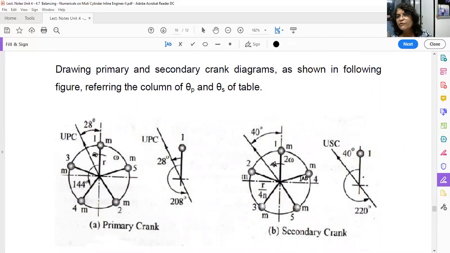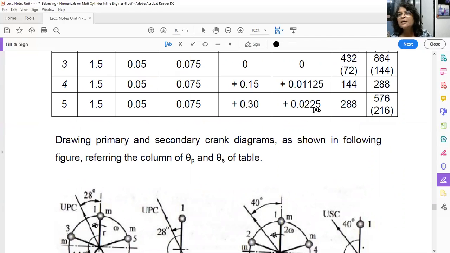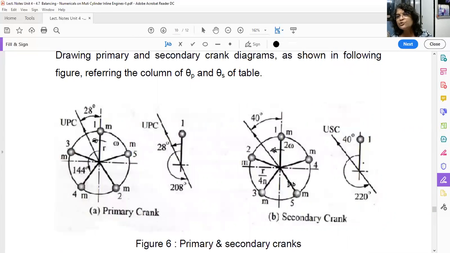Okay, so from 1 it is 288. Here it is 288, 4 number. And 5 number is 216 degree. Okay, so from 1 it is 216 here. Okay, so the sequence for primary crank you are getting 1 3 4 2 5. Here it is 1 2 3 5 4. Whatever it is, you have to just draw the parallel lines using your roller to these angular positions. To draw the primary force polygon, you refer to the primary crank. To draw the secondary force polygon, you draw the secondary crank. Similarly for couple polygons also.